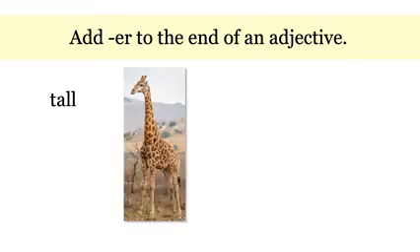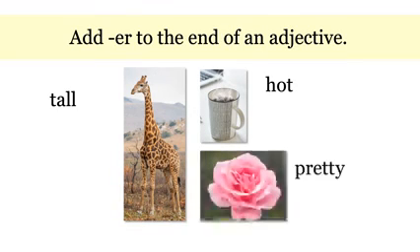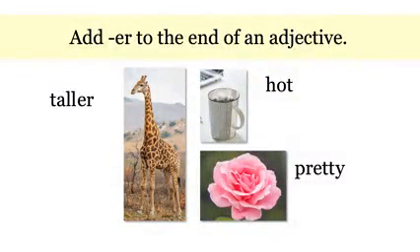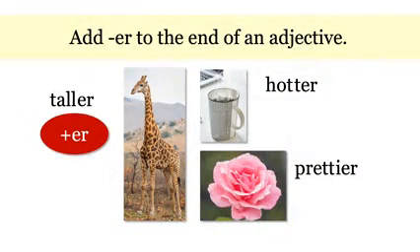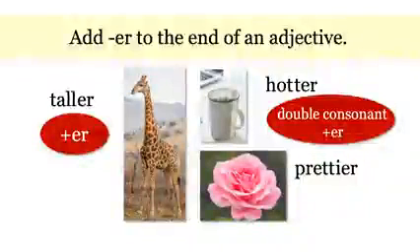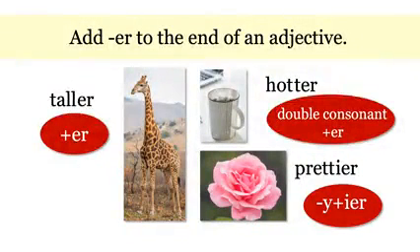Add er to the end of an adjective. Remember, an adjective is a word that describes, like tall, hot, and pretty. So we add er to get taller, hotter, and prettier. Okay, you saw there's some spelling changes, right? So for many adjectives, we just add er. For some adjectives, we double the consonant and add er. And for other adjectives, we drop the y and add ier. Let's take a closer look.